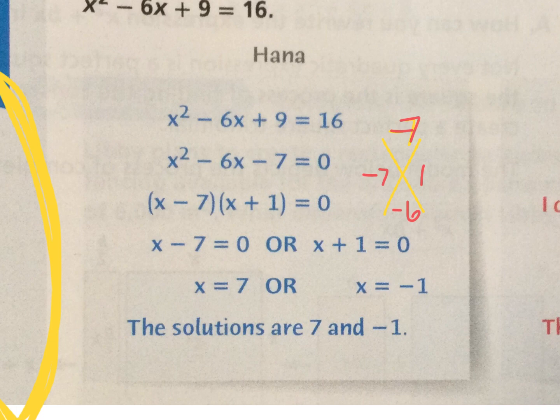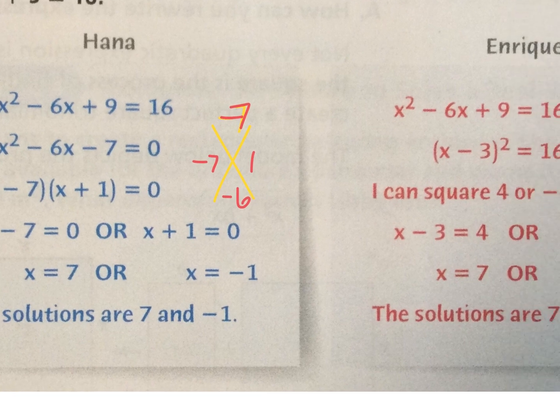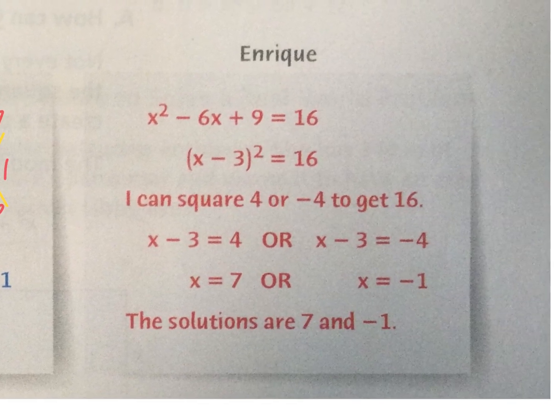So her numbers are -7 and +1. She then writes two factors, uses the zero product property, and then arrives to say that there are two solutions where x is 7 and x is -1. We know that this is a valid process because we've done this before, and mathematically it works. So now we need to look at this other process called completing the square. So that's what Enrique has done. We need to make sure we copy this down. I'm just going to talk you through some of the steps.